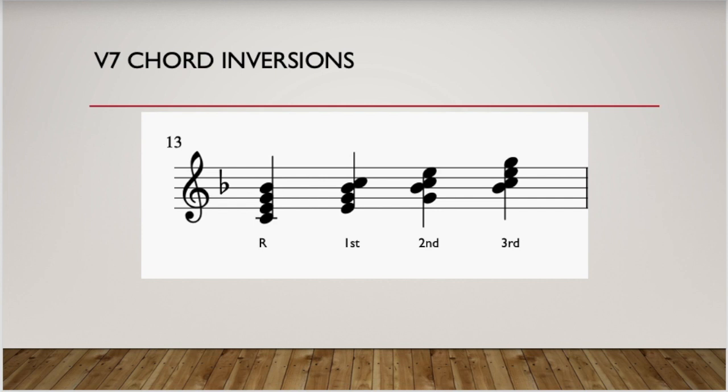We can also invert 5/7 chords. And because these chords have 4 notes, we can invert them 3 times. So here's the sound of the root position. First inversion, second inversion, third inversion. And going back down, here's second, first, root. Again, root, first, second, third.